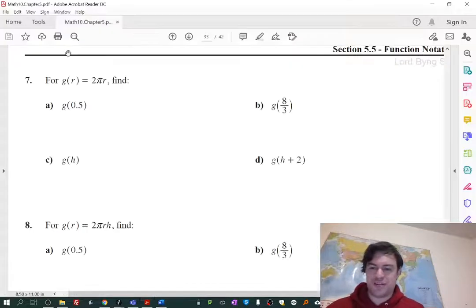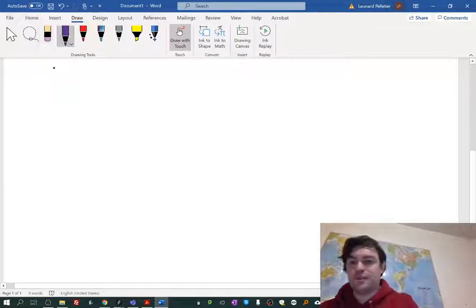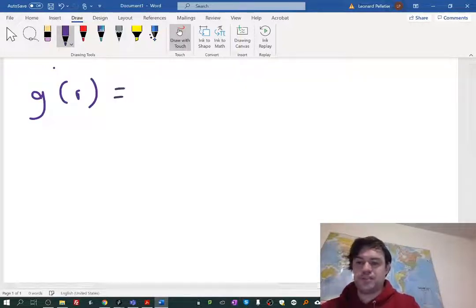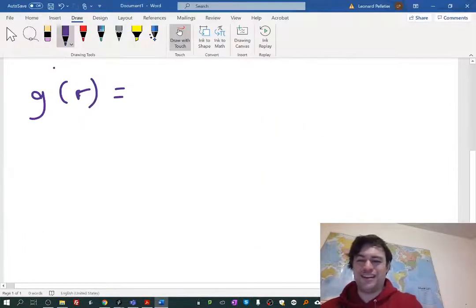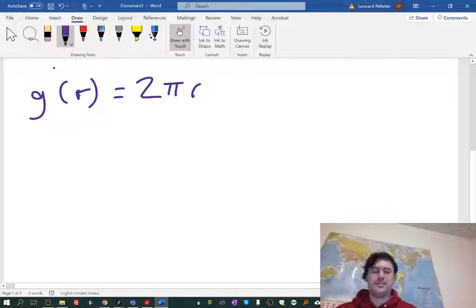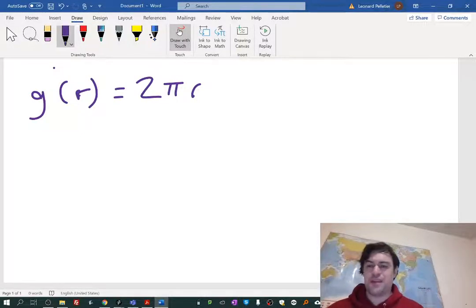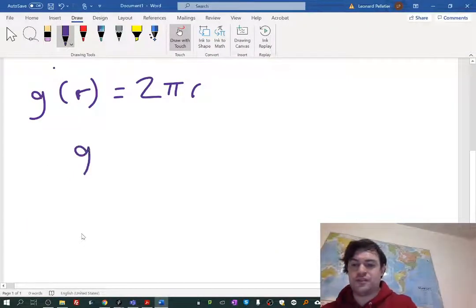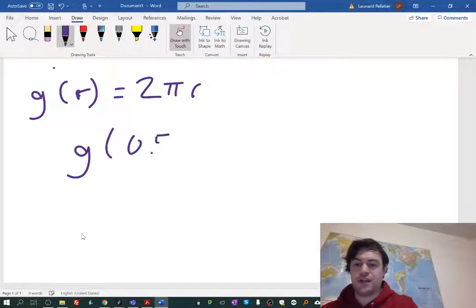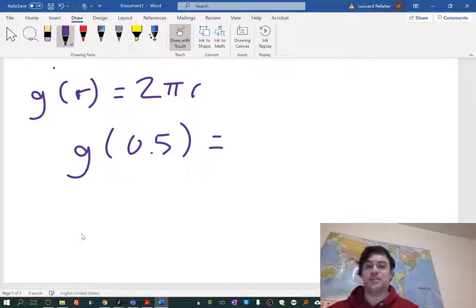So this is, again, question 7. It says g of r equals, that's an r, 2 pi r. 2 pi r. That sounds like a circumference or something. So then what is g of 0.5? So g of 0.5 is basically going to substitute r with 0.5.